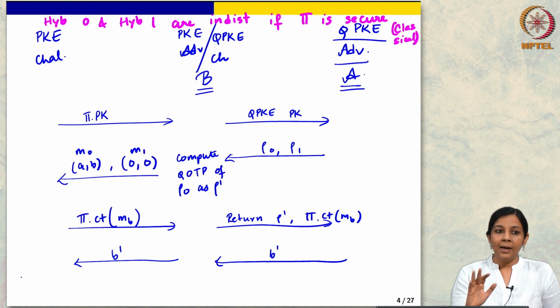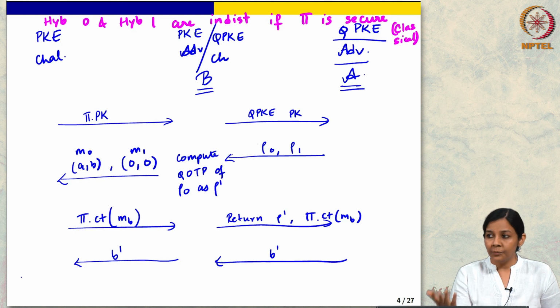Okay, let me repeat that because it is important. I was able to prove that anybody who can distinguish between hybrid 0 and hybrid 1 can be used to break the security of pi. Therefore, it is okay for me to go from hybrid 0 to hybrid 1 under the assumption that pi is secure. Does everyone get that? Okay, so the sequence is important.